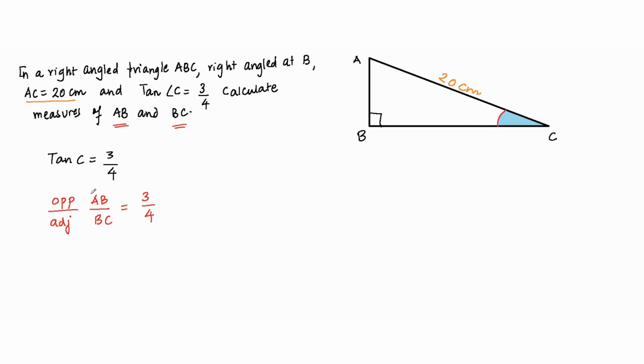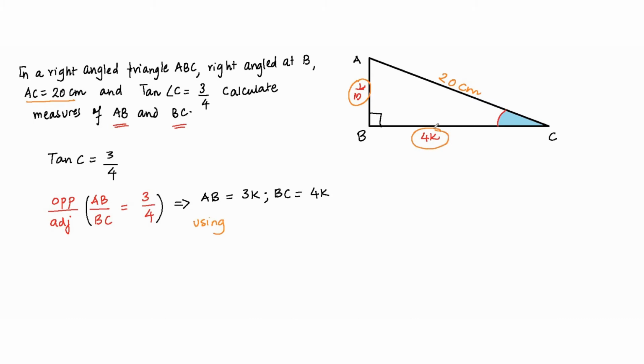So if two quantities are in the ratio 3:4, I can say that the length AB will be equal to 3K and the length BC will be equal to 4K. That is, the lengths of AB are 3K and BC are 4K. Now using Pythagoras theorem, the values are 3K and 4K.